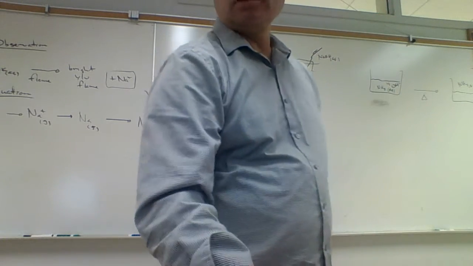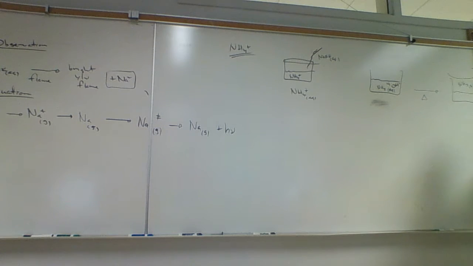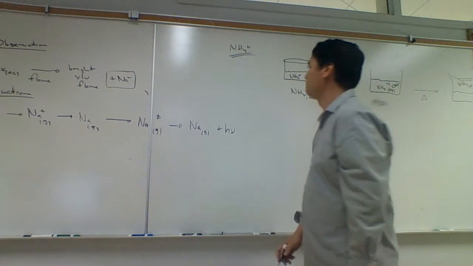Now, if the litmus turns blue, we're going to test the gas with red litmus. And so if the red litmus turns blue, then we have a positive test for ammonium. Ammonium was present in our original sample. Otherwise, this sequence wouldn't happen.